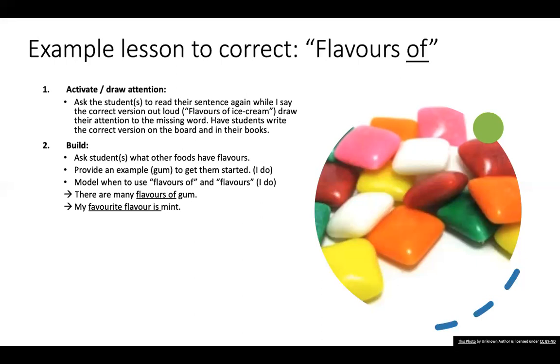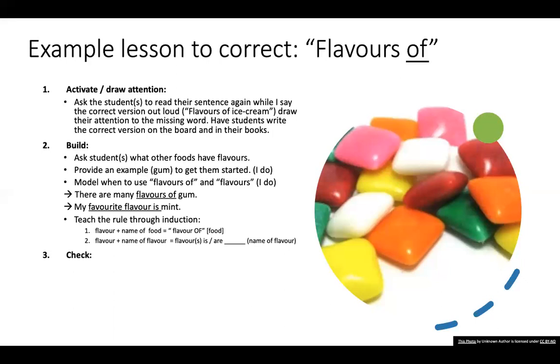Finally, I would check my students' understanding and make sure that they really got it. I would have the students practice with a few more short examples, like my brother's favorite flavor of gum is. I could have the students correct the mistake in the original text. And then I would ask the students to write a few sentences on their own using the targeted expression flavors of and simply flavor is or are.